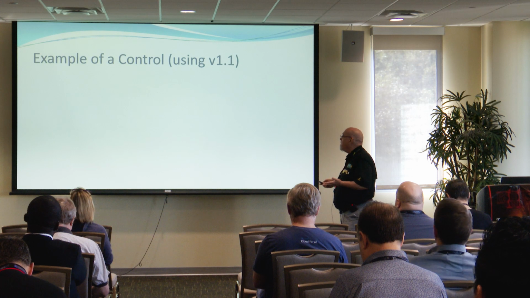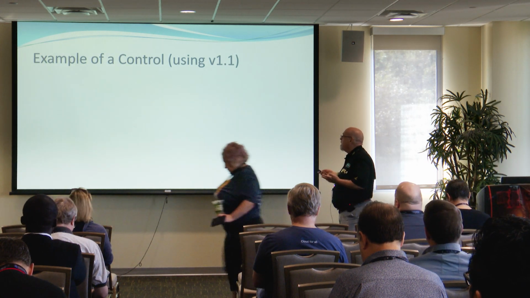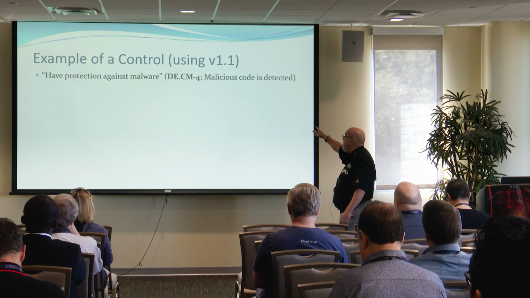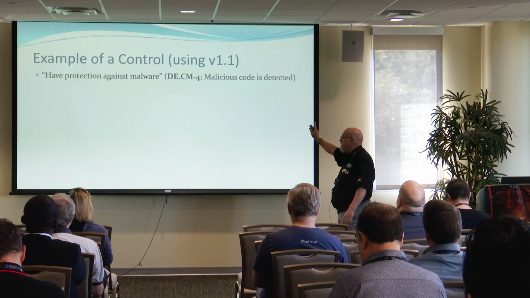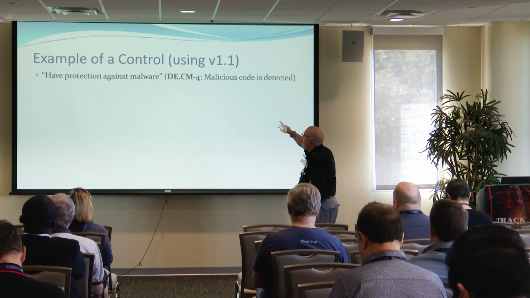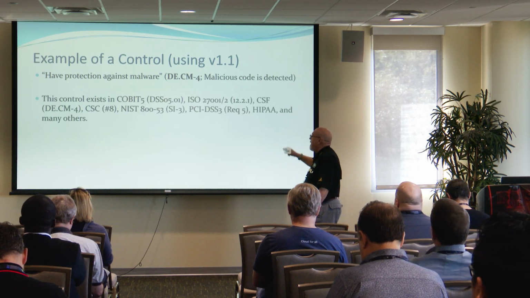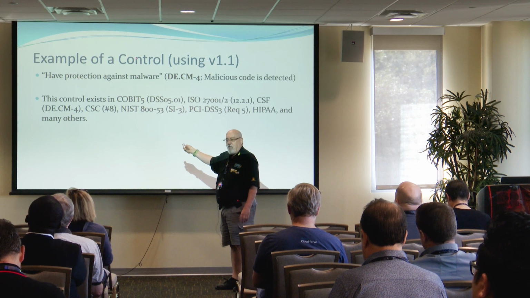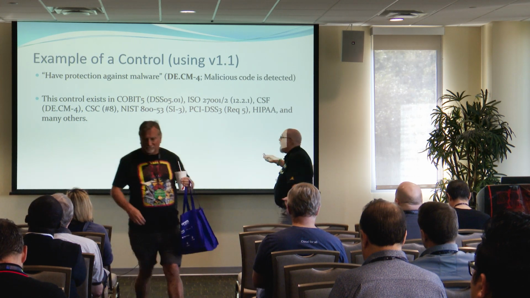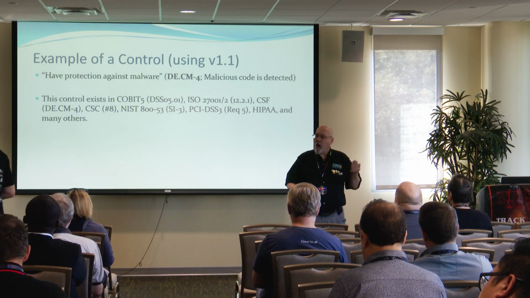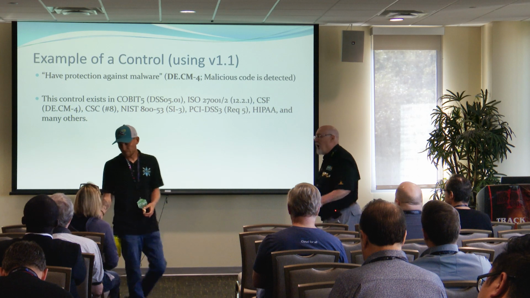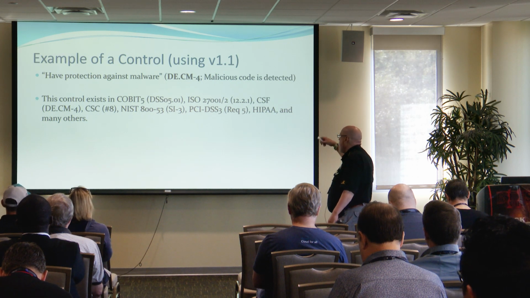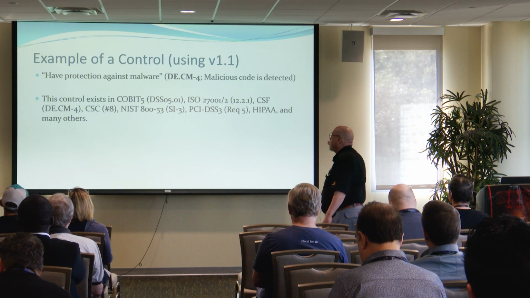So here's an example of a control, and I use it with 1.0, which has protection against malware, pretty straightforward. And in version 1.1, this was DE.CM-4, which is malicious code is detected. And just so you understand, this is what is in the CSF, and that's all that's in the CSF. It doesn't go any further. This is why in the CSF we match up what are called informative references, which we tie into other frameworks. That way we can get into all the nitty-gritty details in those. So in this case, they tie this to COBIT and 27001 and all the others and so forth, because it was just easier that way.